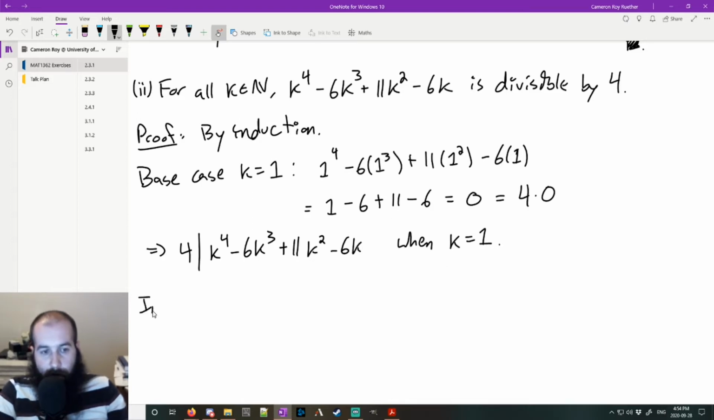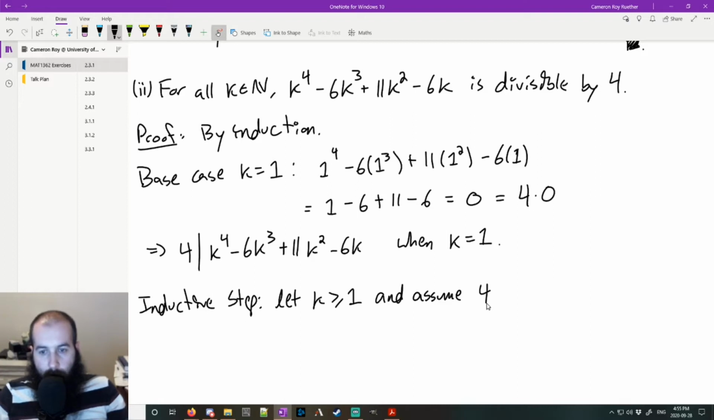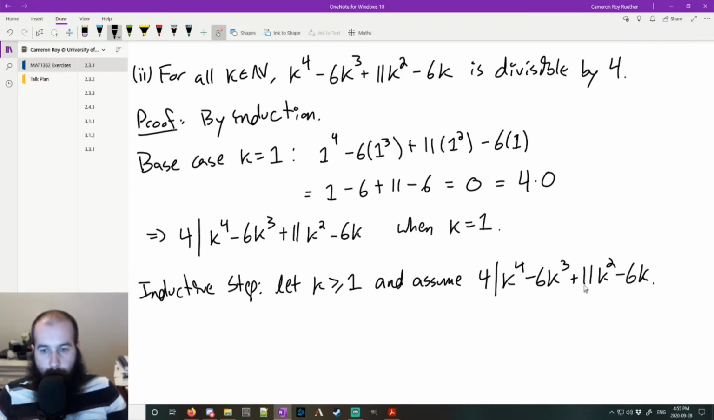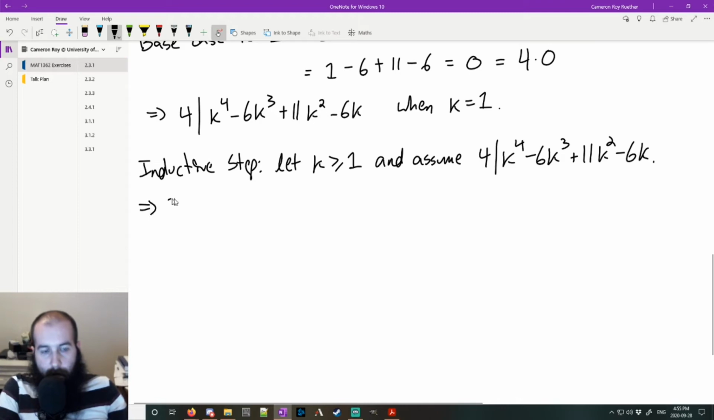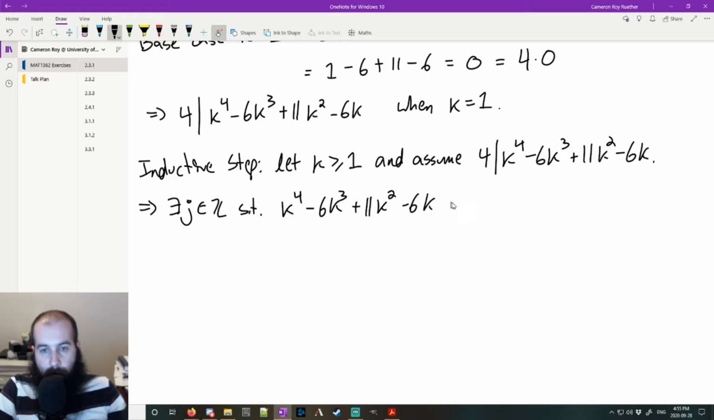Now for our inductive step, we let k be greater than or equal to 1 and assume that 4 divides the expression at k. This means that there exists an integer j such that our expression is 4 times j, because we've assumed it's a multiple of 4. That's what divisible by 4 means. Now we would like to consider the expression at k plus 1.